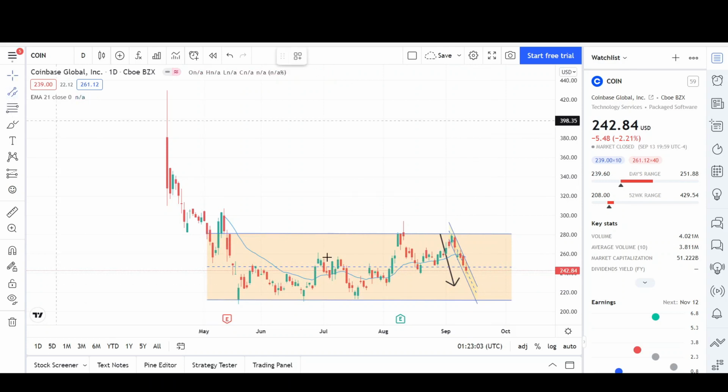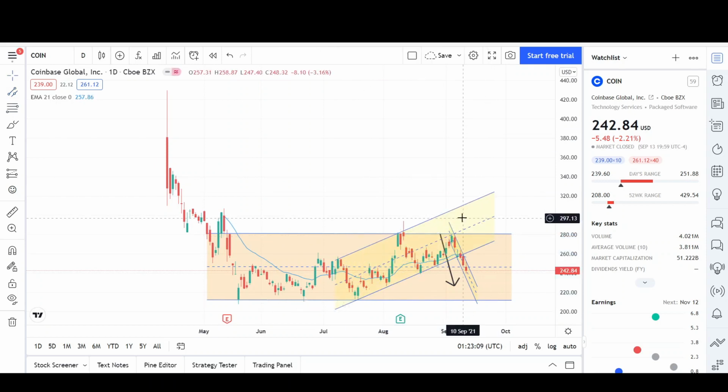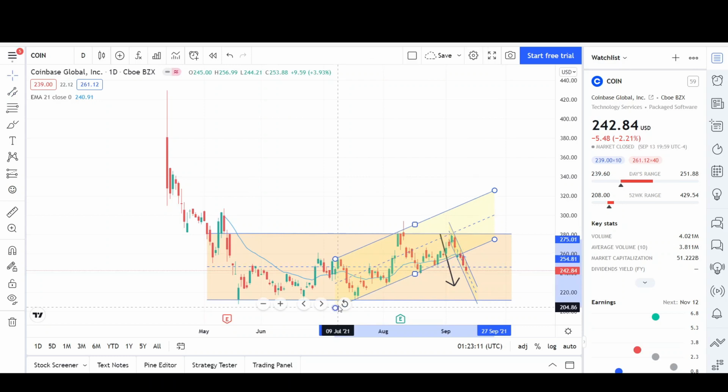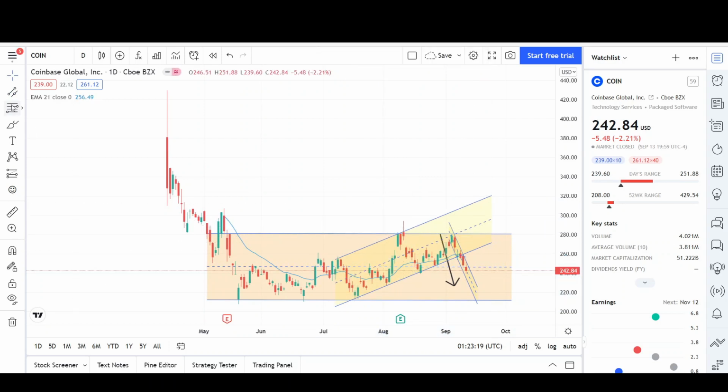There was this uptrend right here in play. However, I don't see it in play any longer, just because prices could not reach the upper side of this channel right here. Let me adjust this a little better. So prices could not reach this upper side of the channel. Let me go ahead and show you guys. So this was the upper side of the channel, and prices stopped right at the range highs.